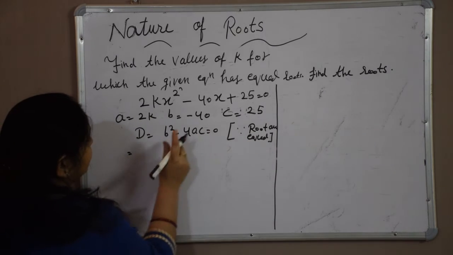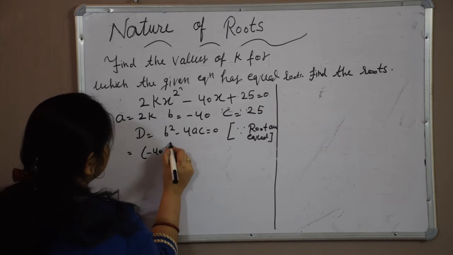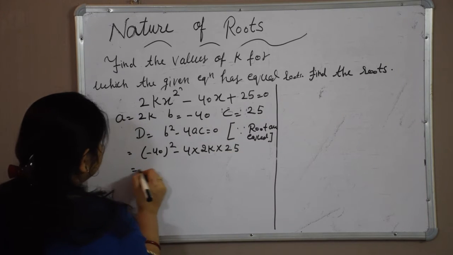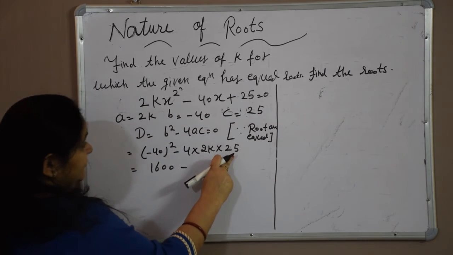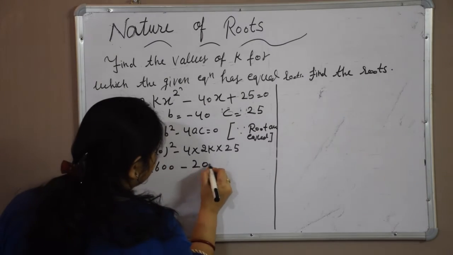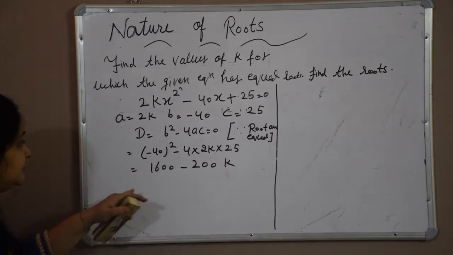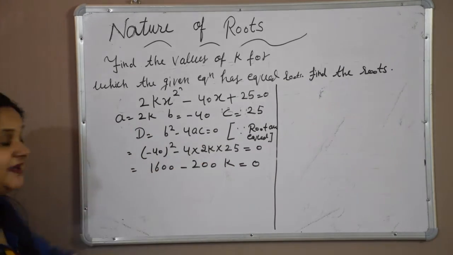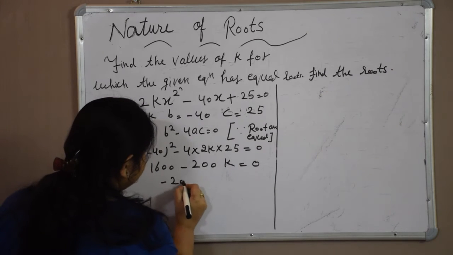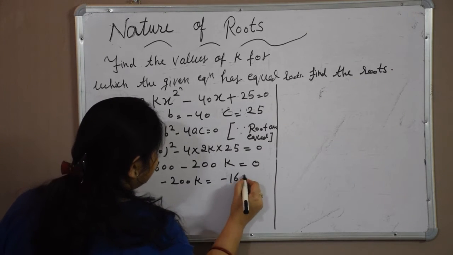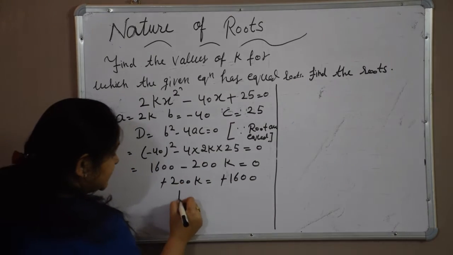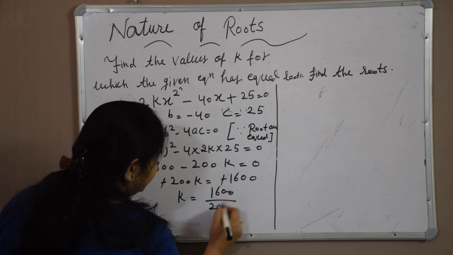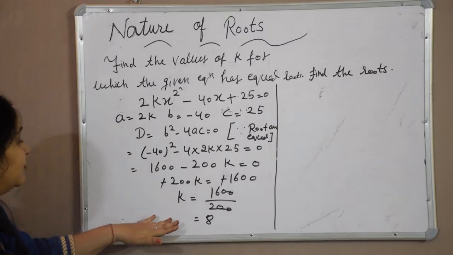Now we will find b square, that is minus 40 whole square minus 4 into 2k into 25, that is 1600 minus 25 4s are 100, 2s are 200k. This is equal to 0. So 1600 minus 200k equal to 0. From here we can see minus 200k equals minus 1600. This minus gets cancelled. So k is equal to 1600 divided by 200, that is 8. So we found the value of k.